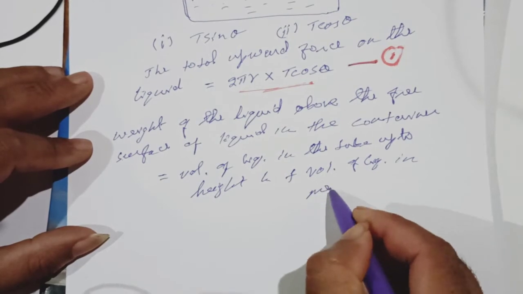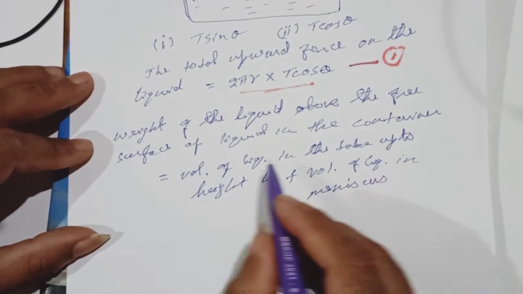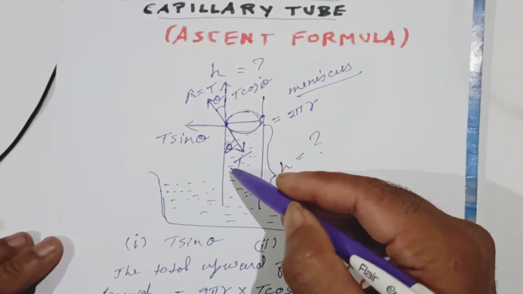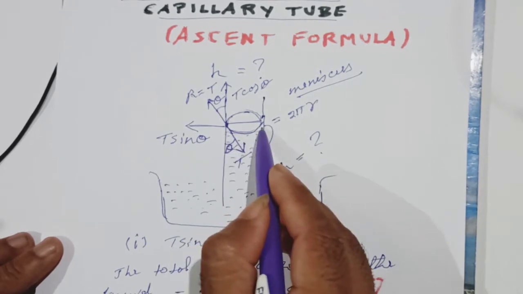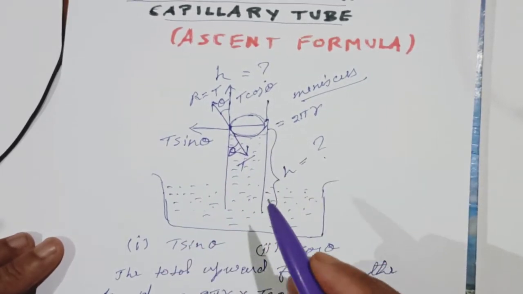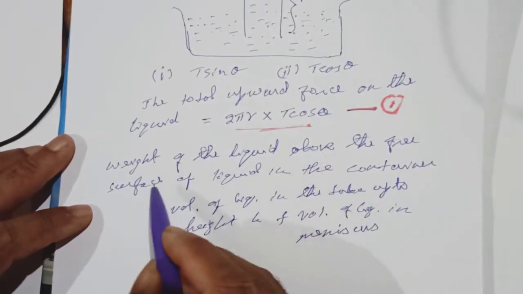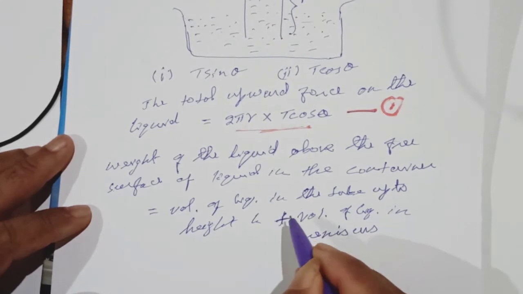Okay, the meniscus. The volume of liquid in the tube and the volume in the meniscus are both added to the weight of the liquid above the free surface. So we have plus here.